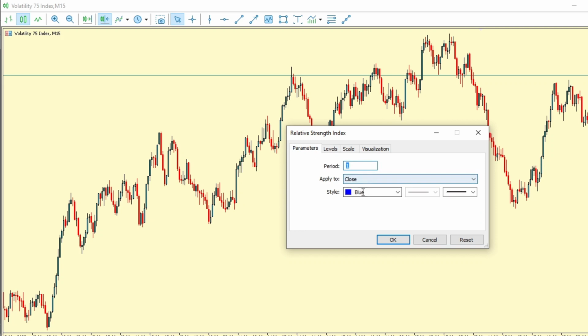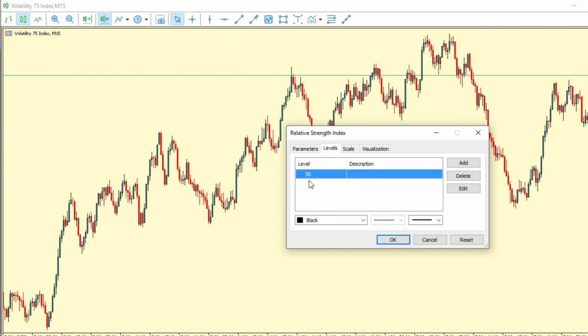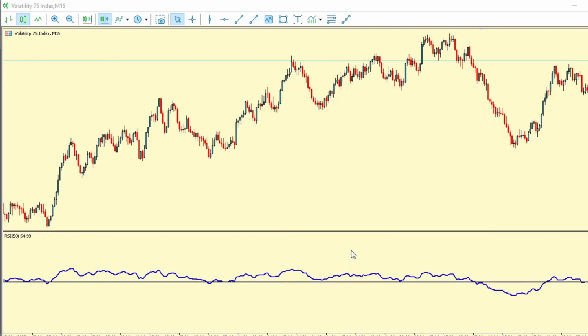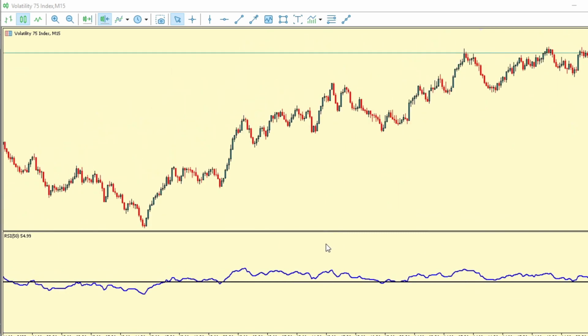Then the period, I'm going to put period 50. So the RSI parameters: period 50, apply to close. The color or style, let me use blue. Then the levels, I only have level 50. Then I say okay. So this is my RSI.